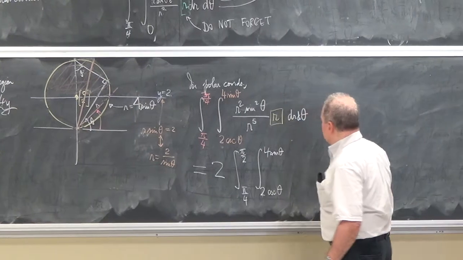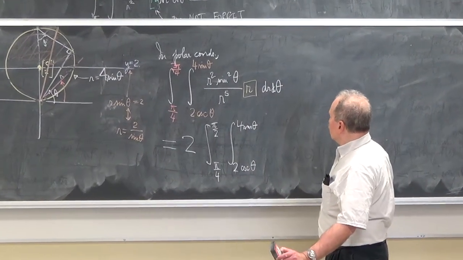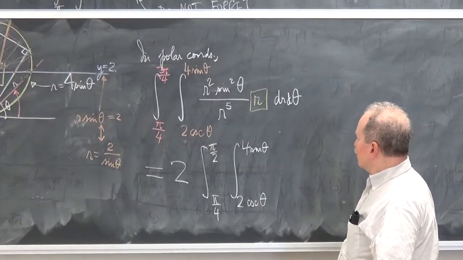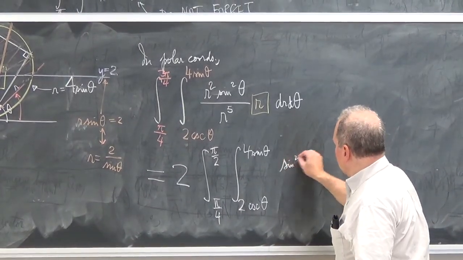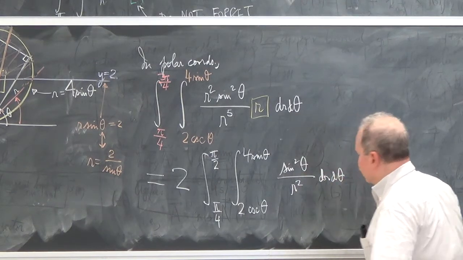All right, let's simplify the r's here. What's the net r's? The denominator has r squared. So I have sine squared theta over r squared dr d theta.